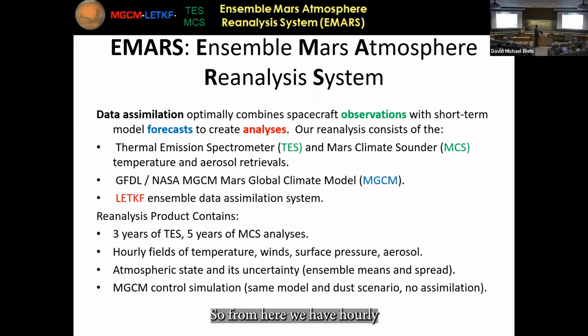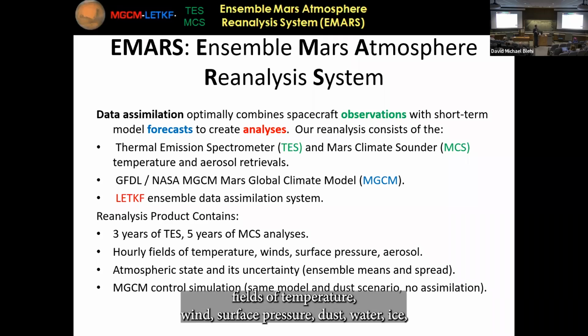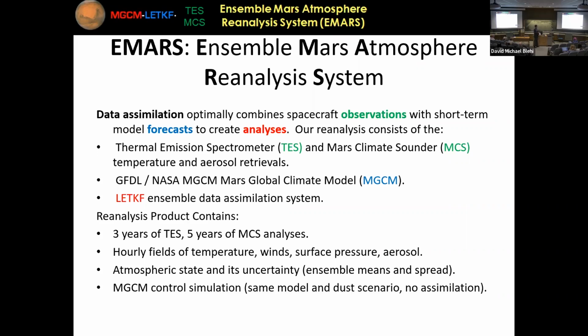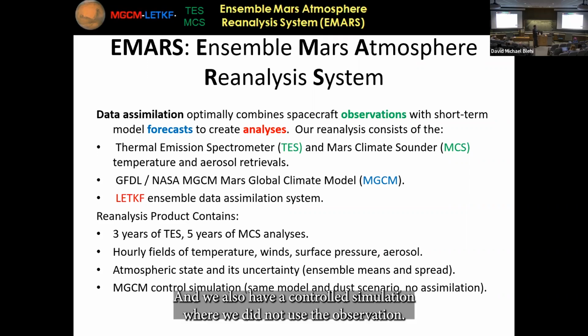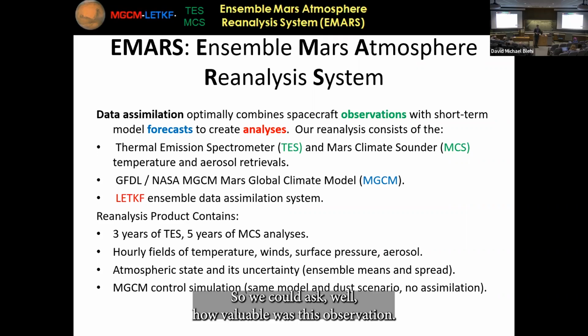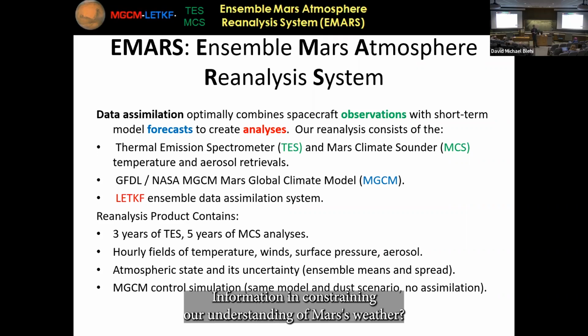So from here, we have hourly fields of temperature, wind, surface pressure, dust, water ice, anything that you might be interested in to study, things like dust storms. We know the mean and its uncertainty or confidence. And we also have a control simulation where we did not use the observation information. So we could ask, well, how valuable was this observation information in constraining our understanding of Mars's weather?